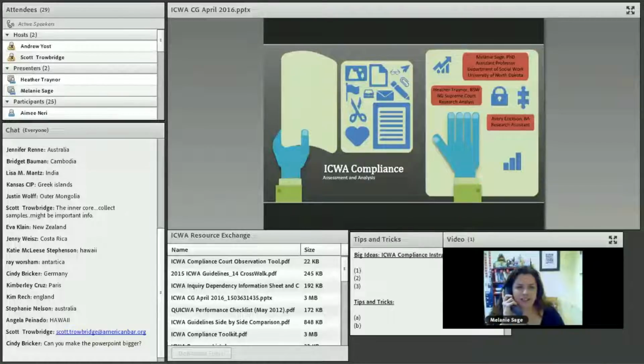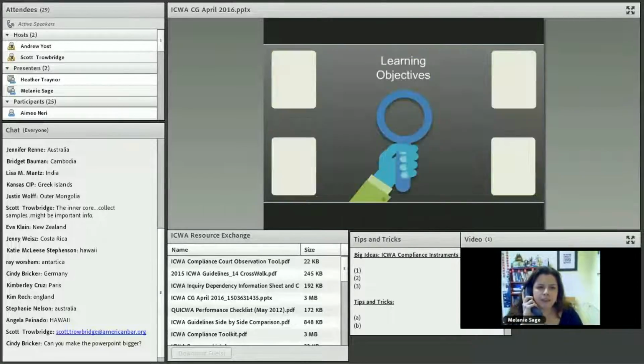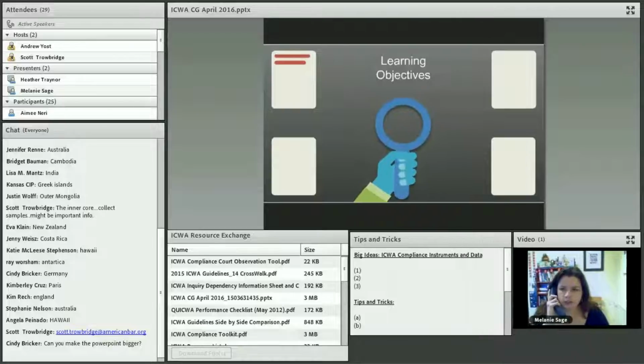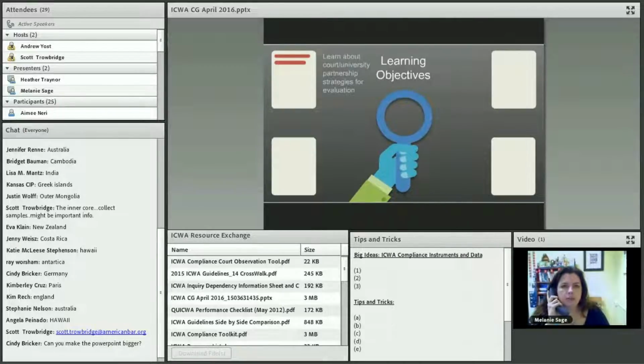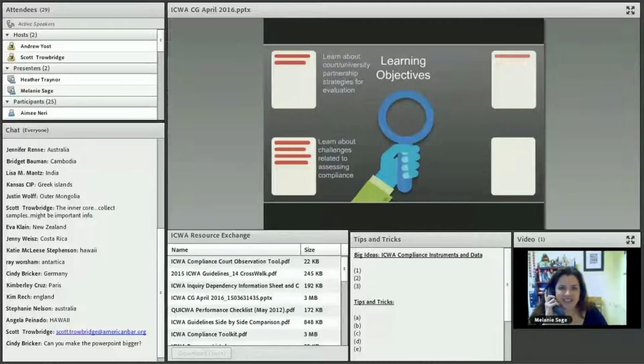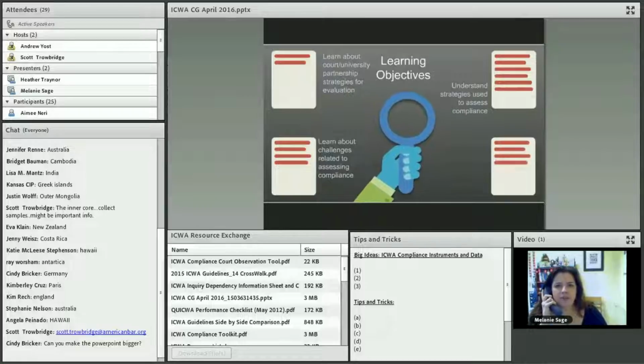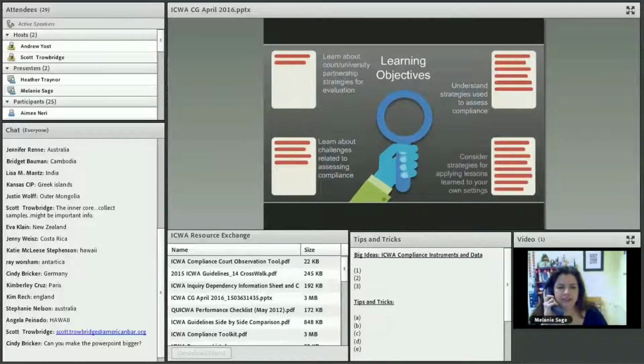Okay, so here's what I hope we can do today. I want to tell you a little bit about what it's like to work with the university if you're a court system, and talk a little bit about challenges related to assessing ICWA compliance. We'll also talk about strategies, different ways that different jurisdictions have gone about assessing compliance. And I hope that at the end of this we can have a bit of a conversation about ways that you would incorporate some of these ideas into your own communities.